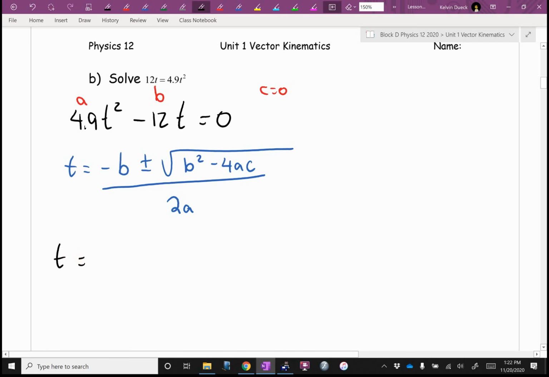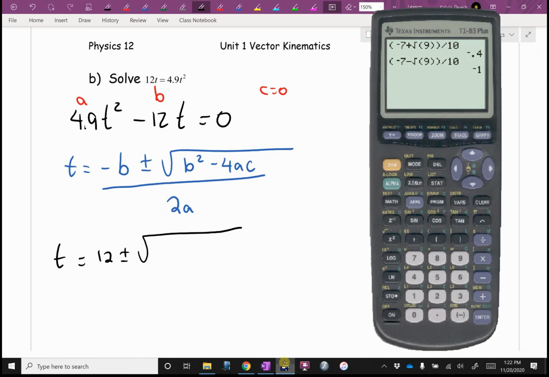What's -b? What's -12? Are you positive? Plus or minus the square root of b squared. What's b? No, it's not. Okay, look up. Everybody look up. Keep looking up. We ran into this problem last year. If you're not careful on your calculator, if you go -12 squared, what is -12 times -12? What's a negative times a negative? And 12 times 12? How come I got -144?